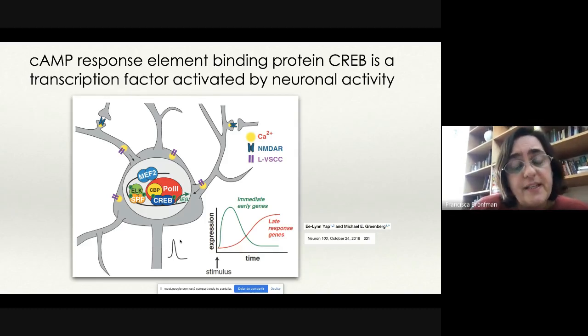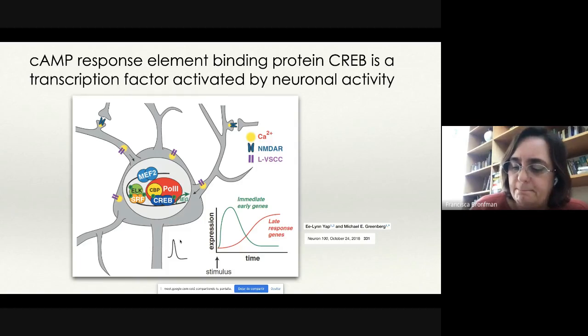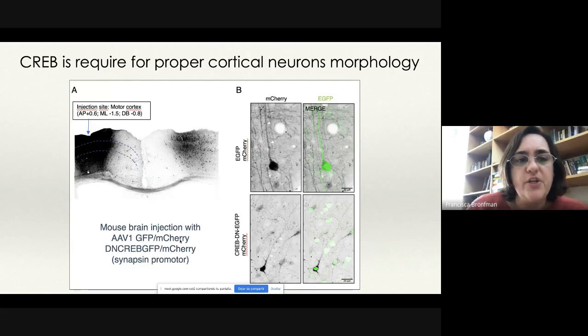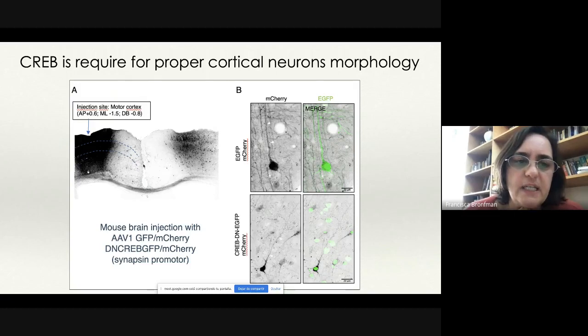So we think that CREB has to be also relevant for neuronal morphology when BDNF is signaling from axons. So to study this, we did some experiments in vivo. These are preliminary data, but just to show that the phenotype of decreasing the CREB activity in pyramidal neurons is similar to decreasing the activity of TrkB.